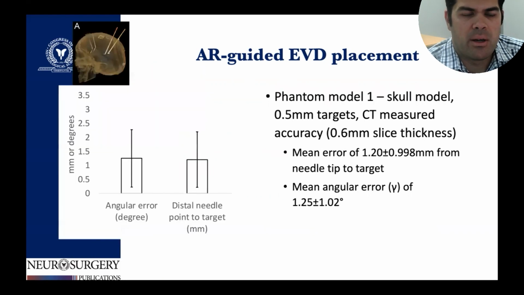So with our first phantom model, using CT to CT measurement of 0.5 millimeter targets, we showed a mean error of 1.2 millimeters from our needle tip to our desired target, and a mean angular error of 1.25 degrees. So these are exceptional values that we can get, showing that the true accuracy of the system is on the order of approximately a millimeter, which is incredible.